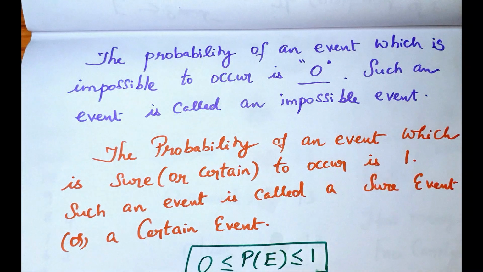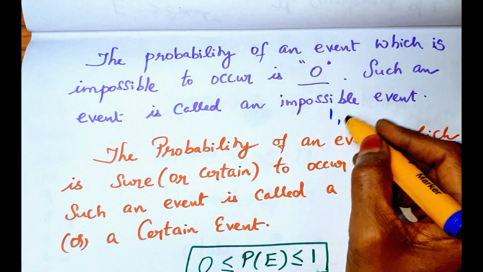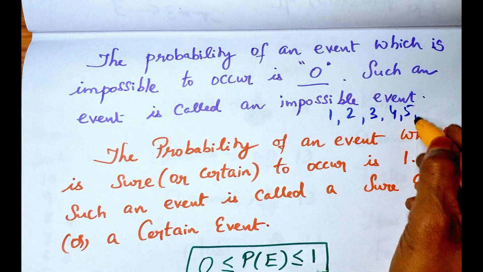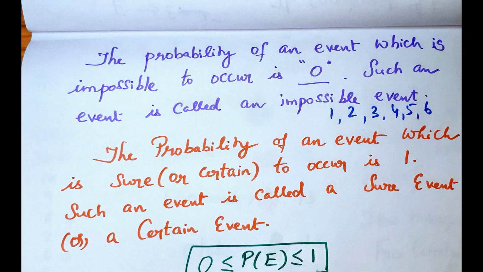For example, I am going to throw a die. I'm going to throw a die. What's the probability of getting the number 7? When I throw a die, I have the possibilities 1, 2, 3, 4, 5 and 6. My question is, what is the probability of getting the number 7 if I throw a single die? Is it possible to get the number 7? No. So such kinds of events are called impossible events. So it will not happen; its probability is obviously 0. Okay. Now come to the next one.